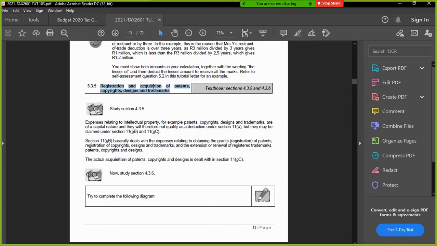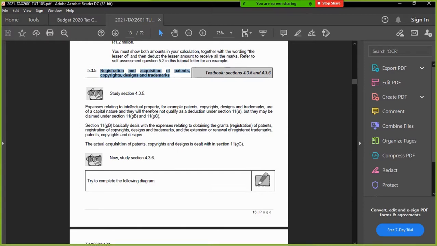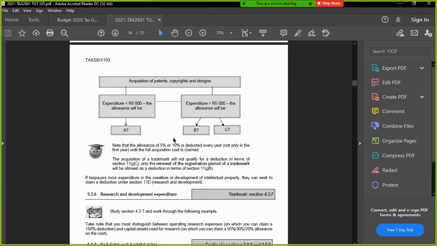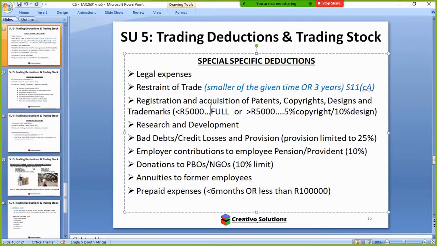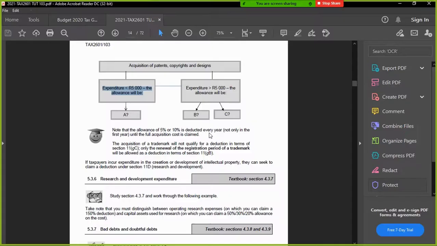Okay, there's the registration, acquisition, and patents. I did give you a summary of it in the notes, but they've given you more information here. They're referring to 11GB and 11GC. These relate to registration and acquisition of patents, copyrights, designs, and trademarks. Here they've given you more. This you can actually complete. Expenditure less than 5,000, the allowance will be, it's in the notes. It will be full. If it's greater than 5,000, if it's a copyright, it's 5%. If it's a design, it's 10%. So you can fill that in your notes if you want to.